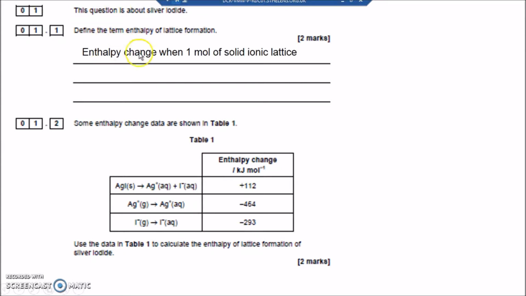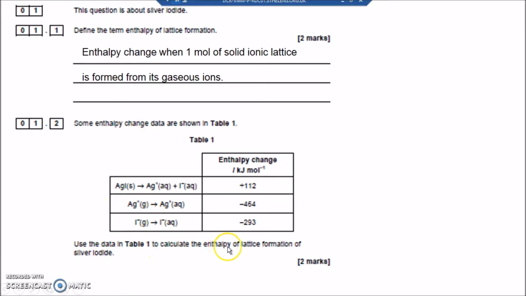So this is the enthalpy change, the energy change, when 1 mole of a solid ionic lattice, try and use the word solid ionic lattice in there, is made from its gaseous ions. So when, say for example, Ag+ gas and I- gas make AgI as a solid ionic lattice.